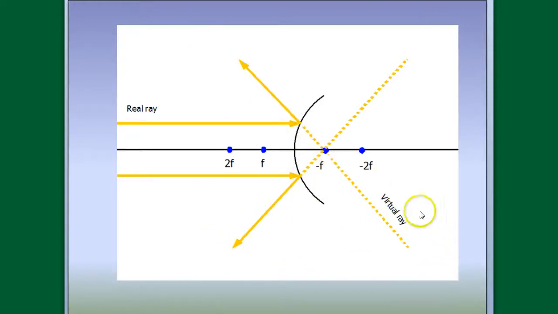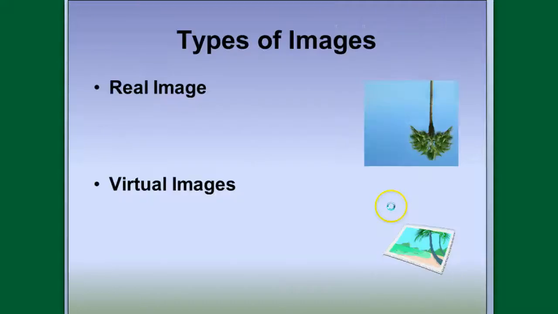Now notice, we'll talk about these in a minute, but we have these dotted lines behind the mirror where there actually is no light, but they're called virtual rays. Real rays and virtual rays. We'll get to those in a minute. Two types of images are formed. There are real images and there are virtual images.